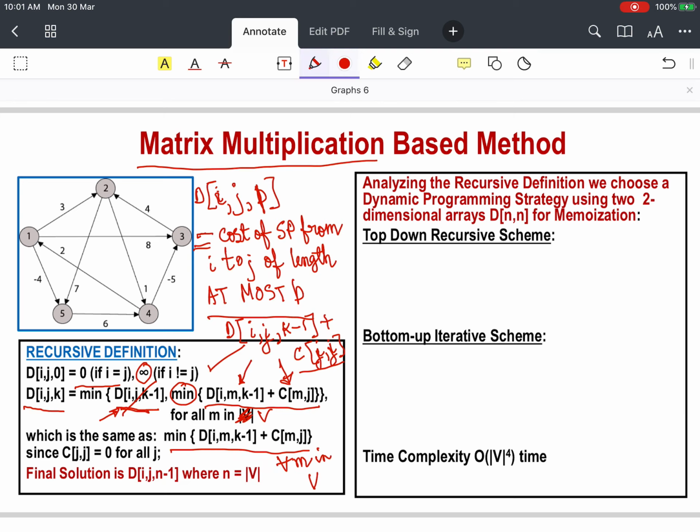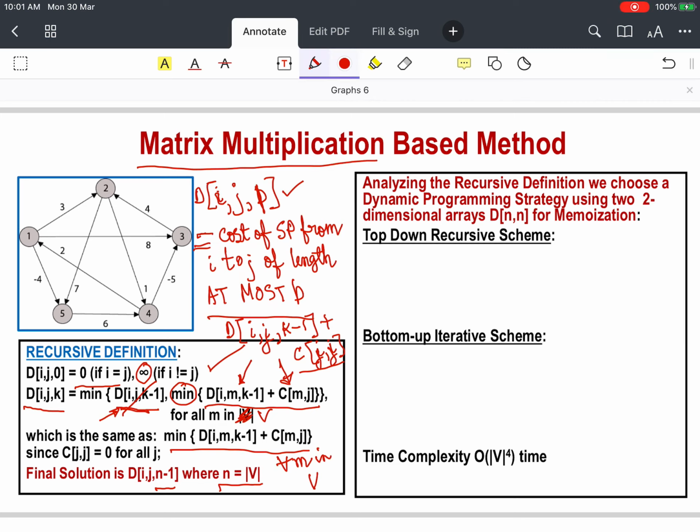So the final solution is that it could be a path of length at most n minus 1, where n is the number of vertices in the graph. So if we find this, we will get the answer to the all pair shortest path. So we have now got a recursive definition based on the concept of Dijp or Dijk, which is the cost of the shortest cost path from i to j of length at most k.